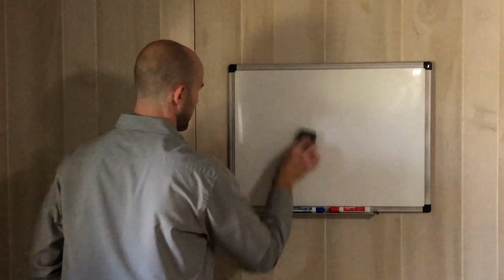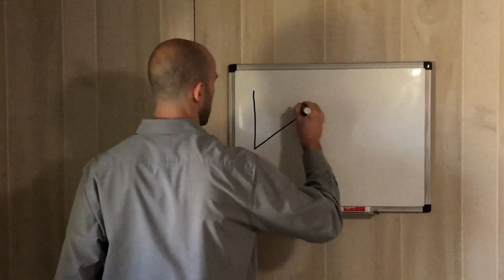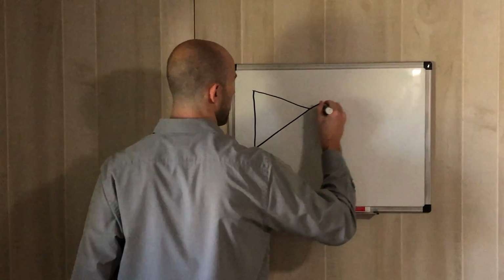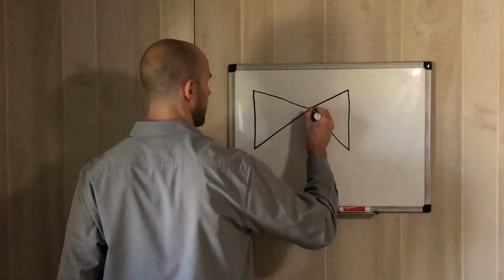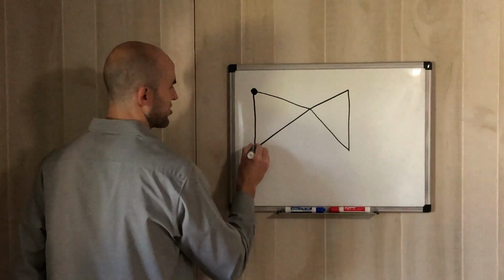Let me do another one just for you guys to actually be able to see it more. Let's say we had this, right? We have that right there. Let's say I were to look at this, and I wanted to figure out if this is an Euler circuit or not.